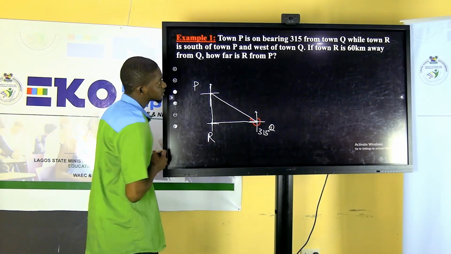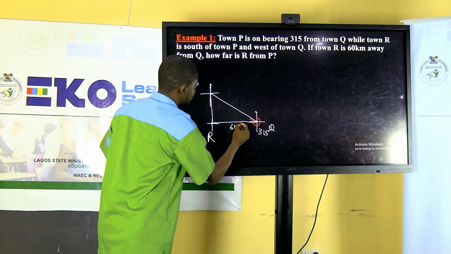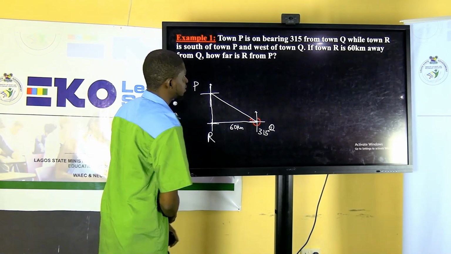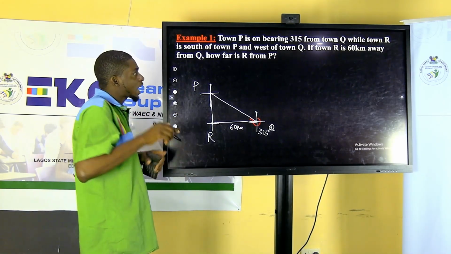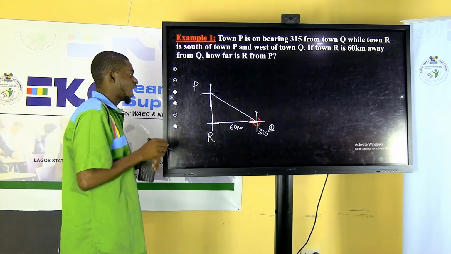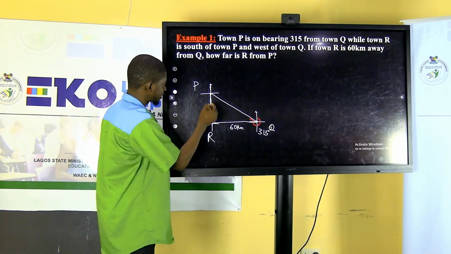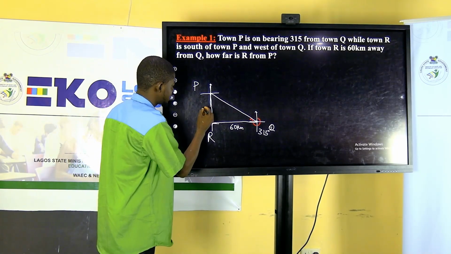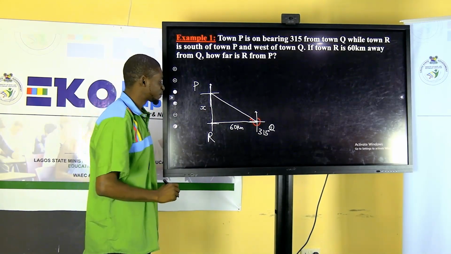So take note of that. 60 kilometers. So the question is, how far is R from P? So we are looking at this distance. Let's just call this distance X. You can use any letter.